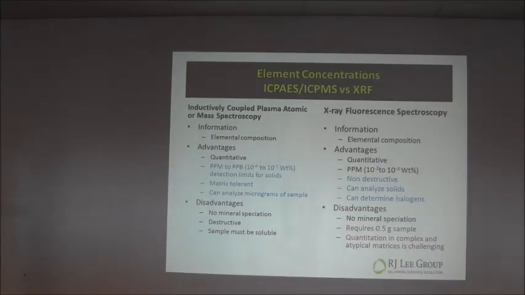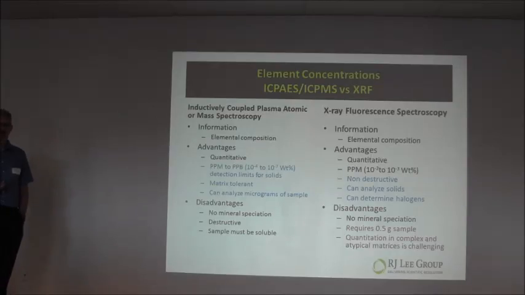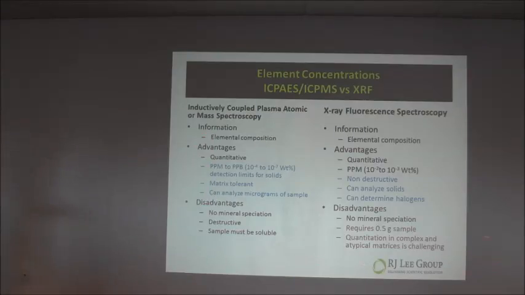And another advantage, particularly in these situations, is it gives you a feel for how much halogen is there. You can look for things like chlorine and bromine with X-ray fluorescence. Those are not very well done by these techniques. Okay. The bad news is you need a fair amount of sample to do it, and the quantitation in complex and challenging matrices can be a little difficult. It's doable, it just takes a little bit more work.